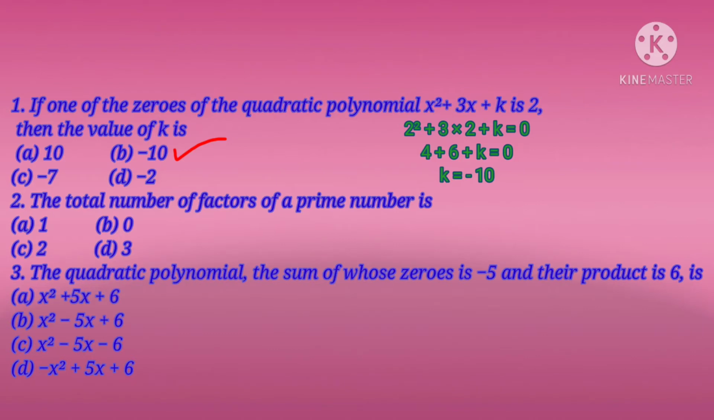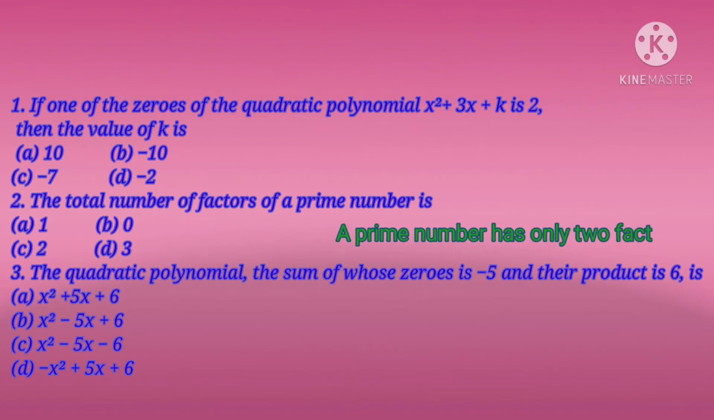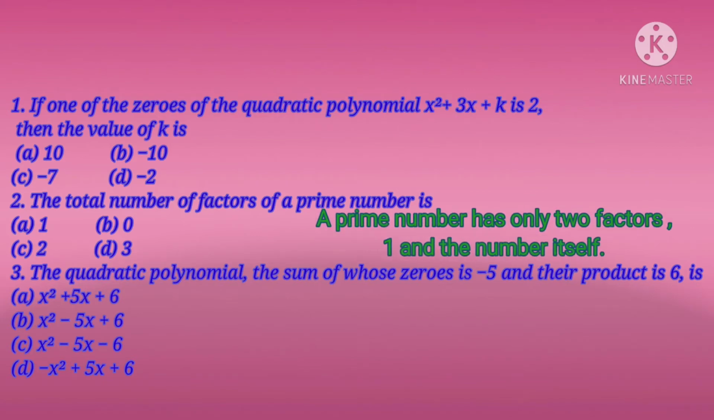Question number 2 is, the total number of factors of a prime number is. Prime number में कितने factors होते हैं? So simply you have to apply the definition of prime number. A prime number has only two factors, one and the number itself. So the right answer is 2.